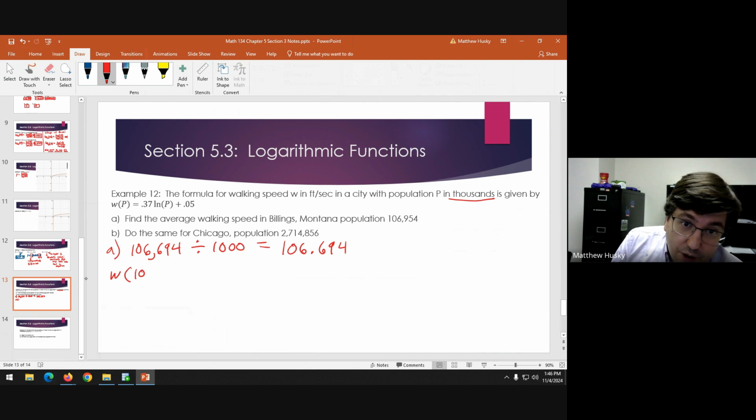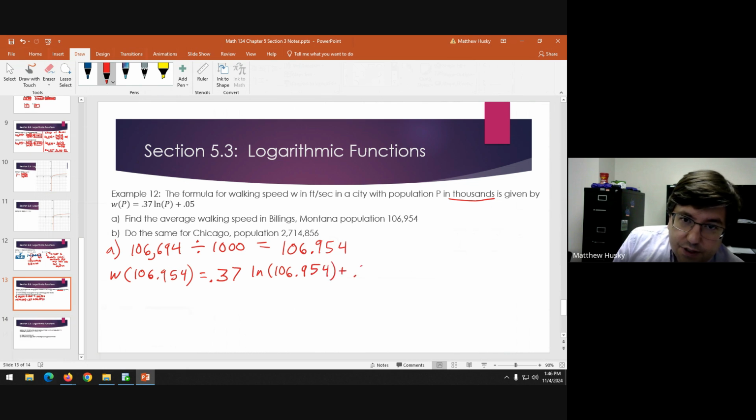So W of 106.954 is equal to 0.37 ln of 106.954 plus 0.05.